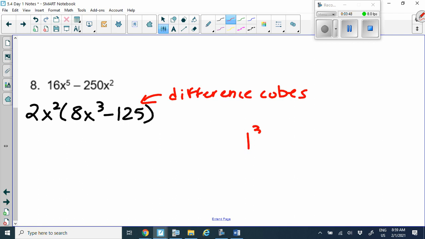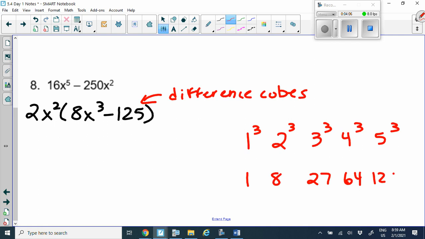So let's say we take 1 and take it to the 3rd power. Well, 1 to the 3rd is just 1. What about 2 to the 3rd? You plug this into your calculator, that gives us 8. Okay, what about 3 to the 3rd? That's 27. 4 to the 3rd, that is 64. 5 to the 3rd, that's going to be 125. So just taking any number gives you your perfect cubes.